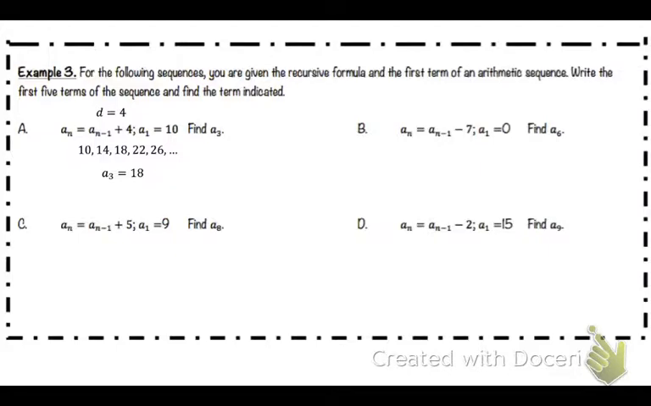Okay, on B, my common difference is negative 7. My starting number is 0. So it's going to be 0, negative 7, negative 14, negative 21, negative 28, negative 35. And a sub 6 equals negative 35. So the 6th term is negative 35. Okay? Save these last 2 examples for class.